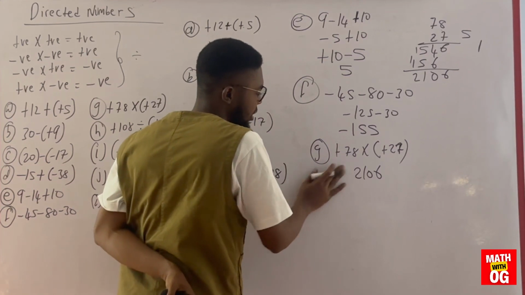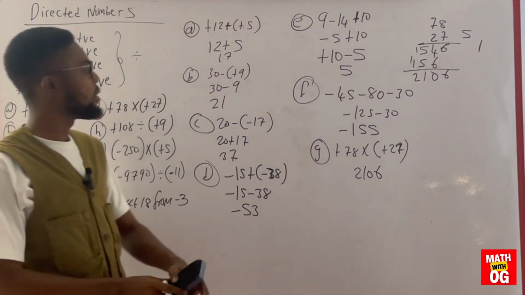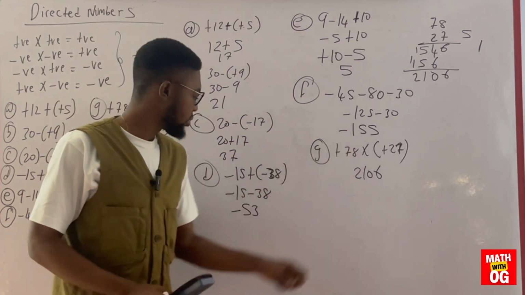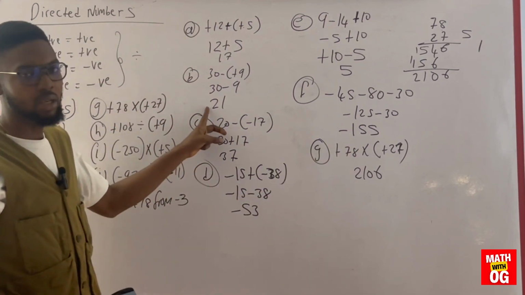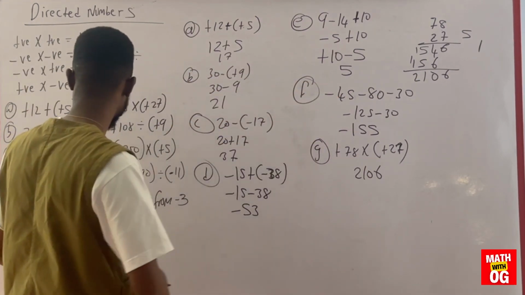Remember, there's no need to put the positive sign in your final answer. Only when you have a negative value, you put your negative sign in your final answer. See here, this is positive 21, positive 17, positive 5.